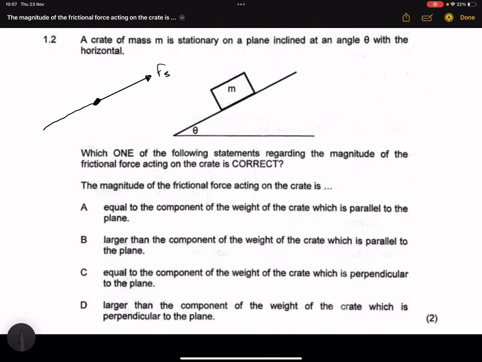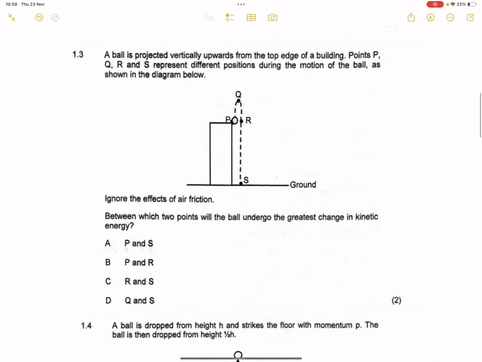And in this case, we know that the parallel component of gravity would pull it down, right? So as a result, we know that those two would be opposing each other. So they say the magnitude of the frictional force acting on the crate is equal to the component of the weight of the crate which is parallel to the plane. Absolutely correct. So our answer there should be A. Okay, right, let's go on to the next one.